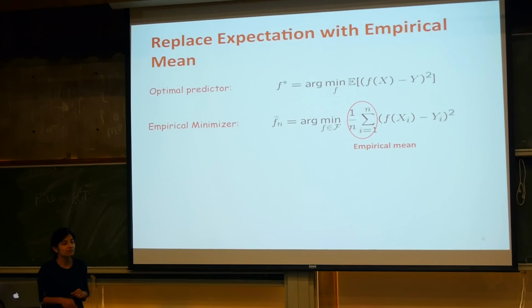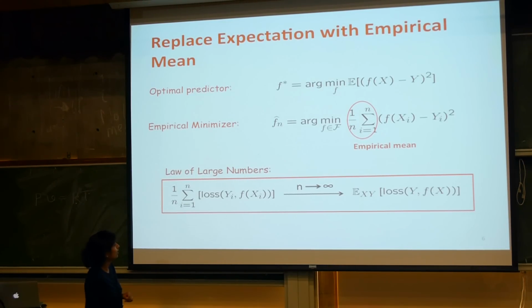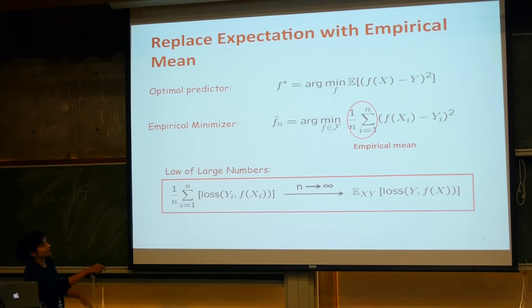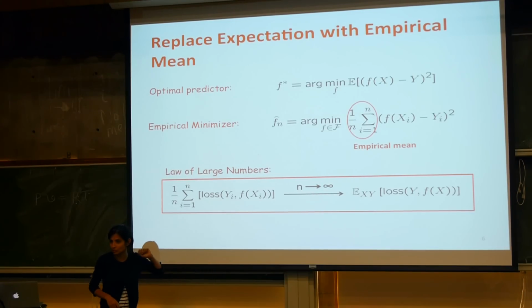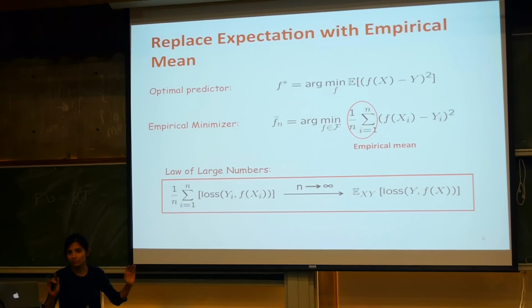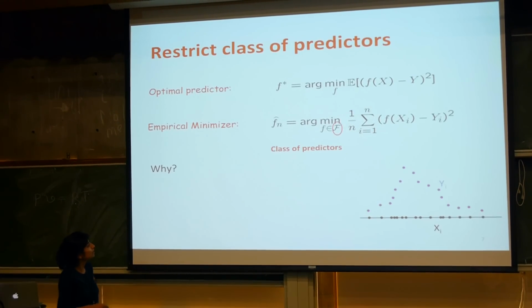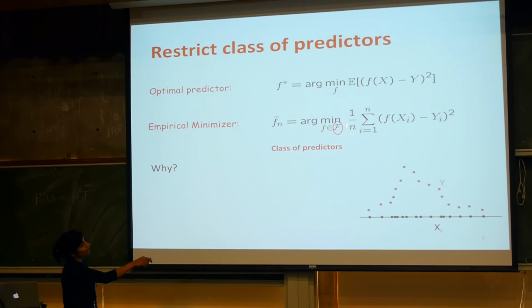Overfitting, right? I just wanted to make the point of why replacing with the empirical mean makes sense. It's because from the law of large numbers, you know that the empirical mean converges to the true mean. So that's just to say why this would make sense. But now, getting to the question of why we need to restrict our class of predictors.